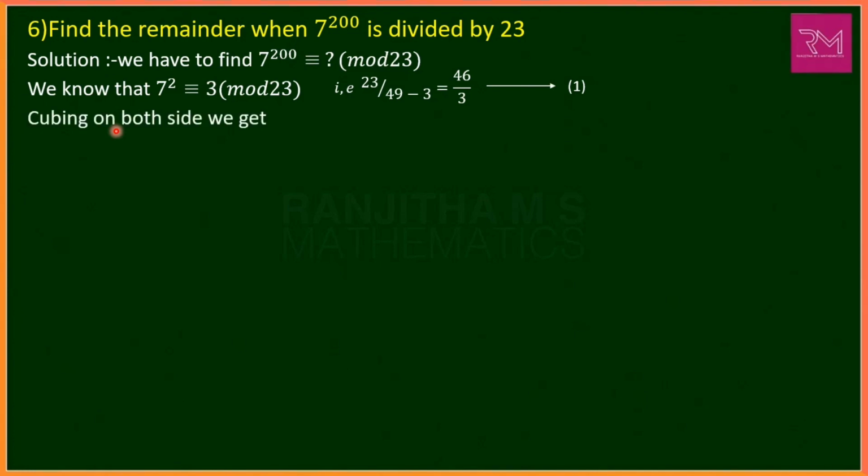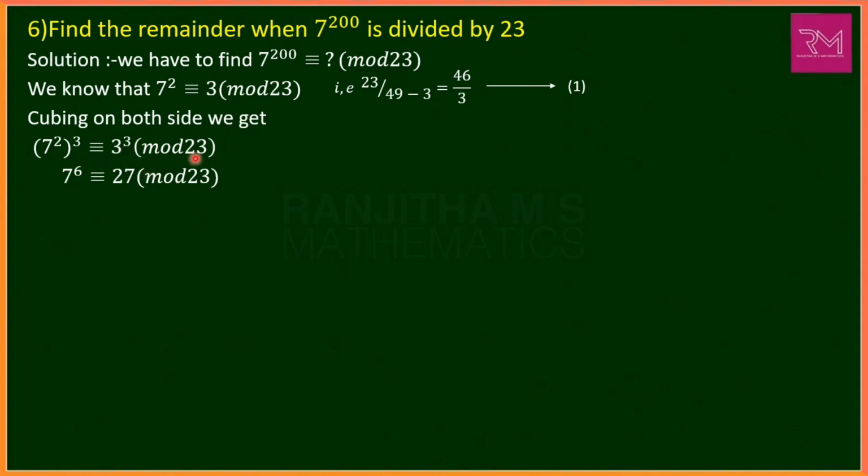Next step, we have to write some value so that we can take the left hand side as 7 power 200, which is congruent to some value modulo 23. So cubing on both sides, on the left hand side we get 7 square whole cube, congruent to 3 cube mod 23. Here 7 power 2 into 3 is 6, congruent to 3 cube, which is 27, modulo 23.